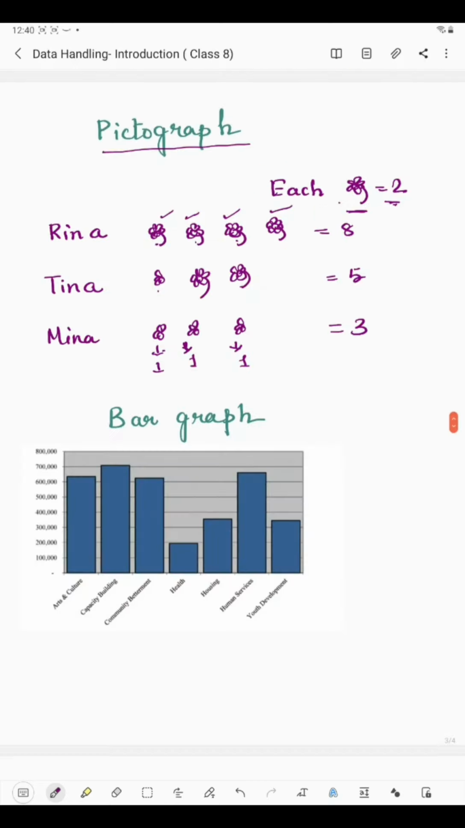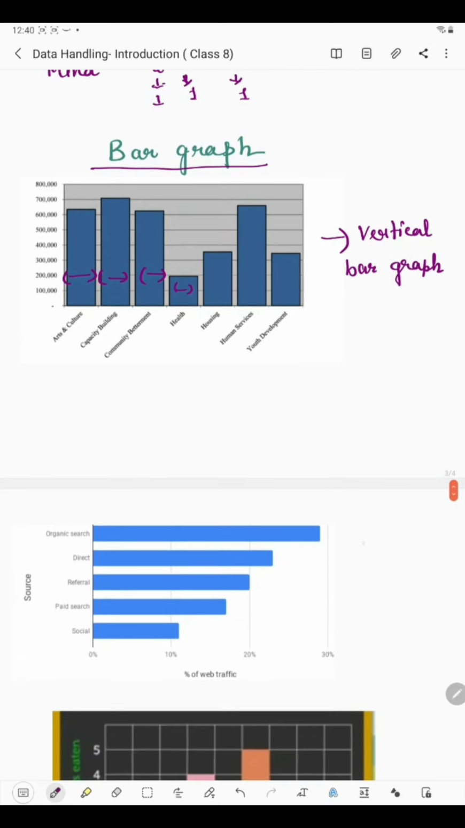Now our next topic is bar graph. What do we mean by a bar graph? It displays the information using bars of uniform width. This width remains the same. There are two types of bar graph. This is called a vertical bar graph, and this is called a horizontal bar graph.